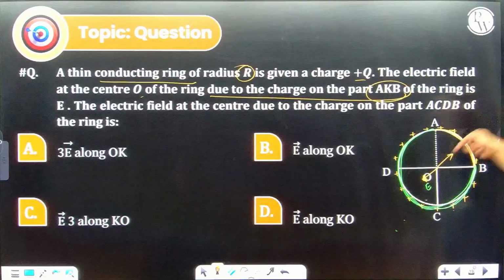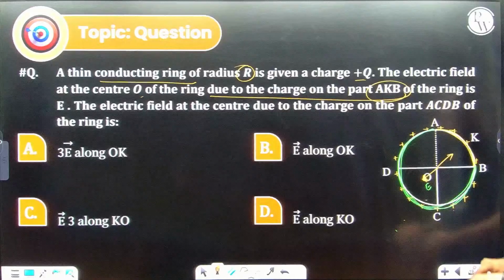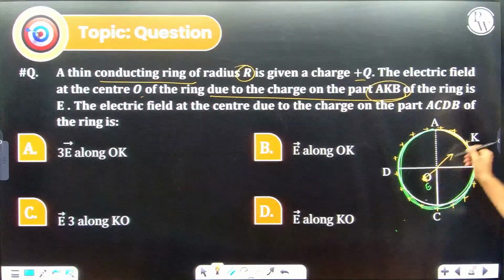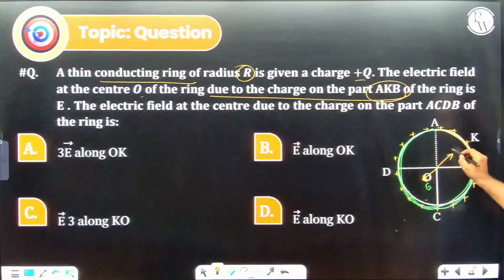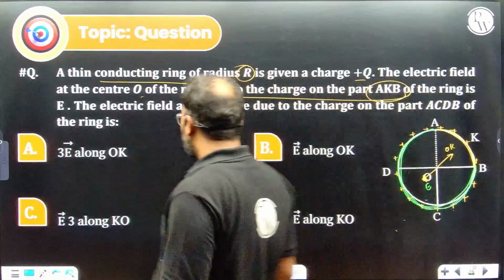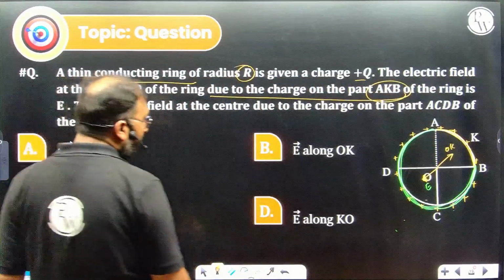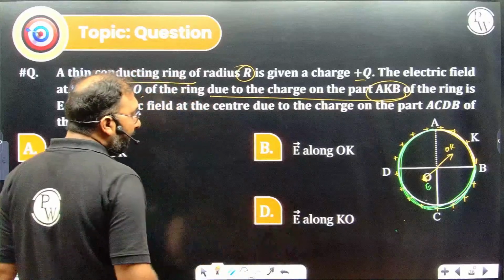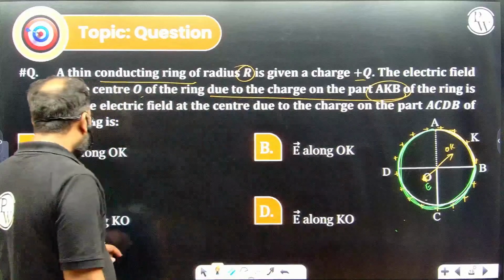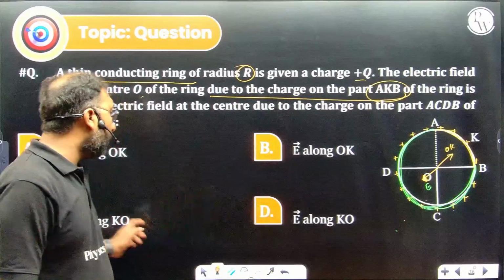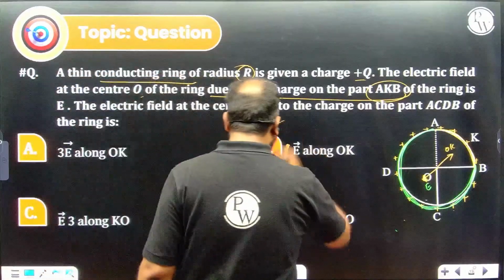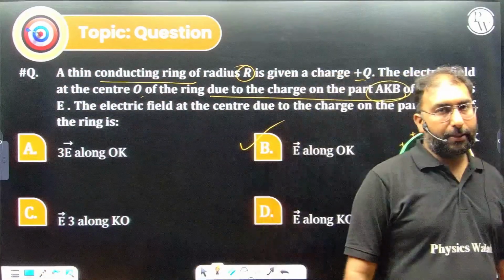If they are calling this direction KO, with this point K and this point O, then for this one the direction should be from O to K. So the magnitude will be E, and the direction will be along O to K. So KO will be wrong, OK will be correct, but it will not be 3E, it will be E only. So B for Bombay is the correct answer to this problem.